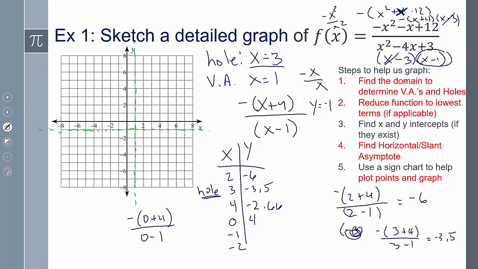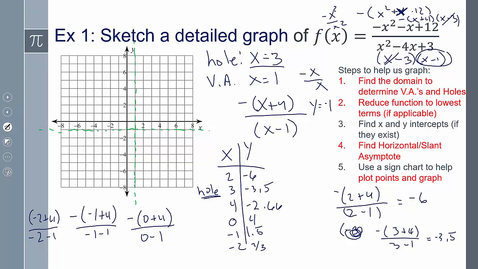If I plugged in negative 1, so that'll be negative 1 plus 4 over negative 1 minus 1. That's going to give me 1.5. And then negative 2 plus 4 over negative 2 minus 1. That'll give me 2/3. So now all I need to do is just plot it.